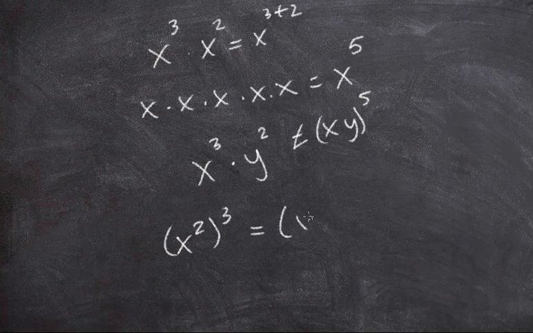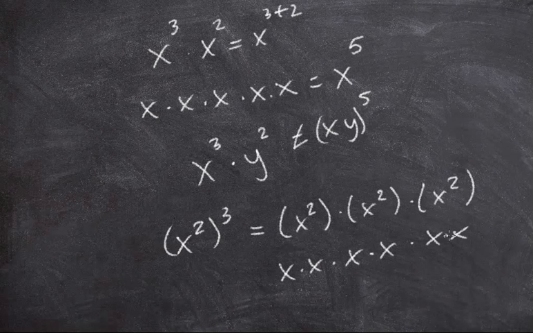So you can say this is going to be equal to x squared times x squared times x squared. Each one of these x squareds is x times x, so x times x times x times x times x times x. And so you have 1, 2, 3, 4, 5, 6 x's. So that means this is equal to x to the 6th. And what we did here, we didn't add them, we multiplied. So if you're multiplying two exponentials with the same base, you add the exponents, and if you're taking something to a power to another power, you then multiply the exponents.